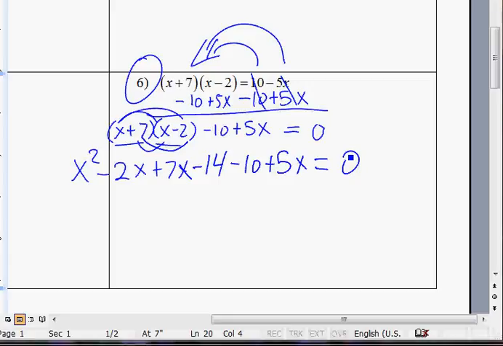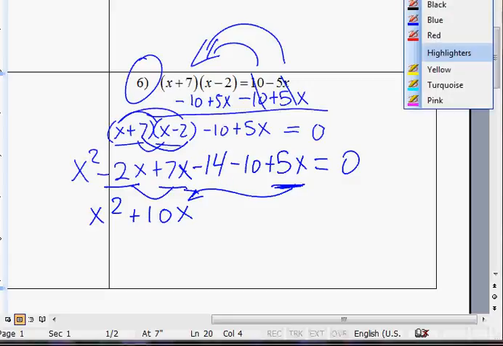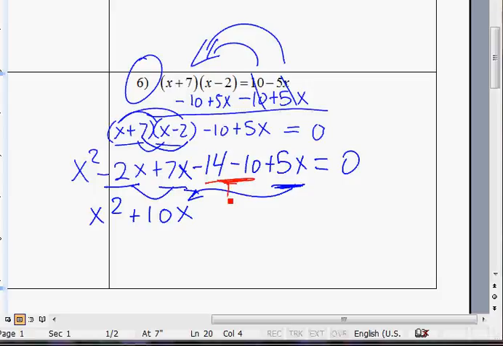Okay, now we have a bunch of numbers. Let's simplify this even more. Let's combine like terms. So negative 2x plus 7x, well, that's 5x. So I'm going to add another 5x from here also. So altogether we have 10x. Okay, that's from these three. x squared stays the same. So we have x squared plus 10x. And negative 14 and negative 10, we can combine that, and that will become negative 24. That's all equal to 0.